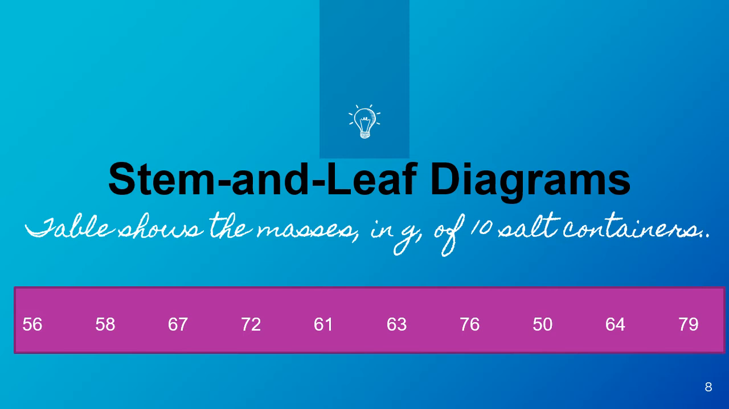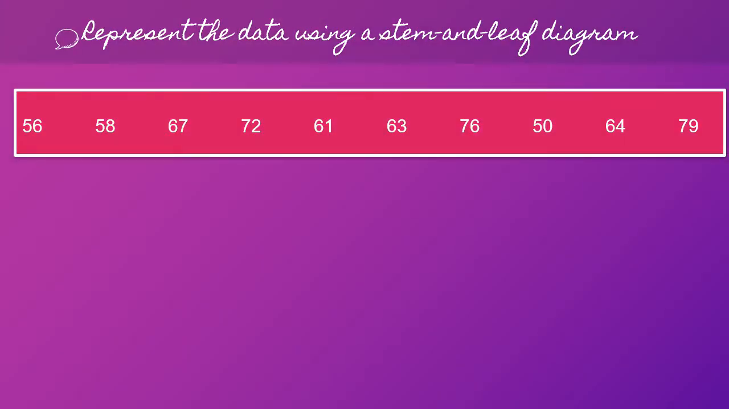Next, let's have the stem and leaf diagram. Again, when we say stem and leaf diagram, it consists of a few stems, each with a different number of leaves. For example, the table shows the masses in grams of 10 salt containers, which are 56, 58, 64, 67, 72, 61, 63, 76, 50, 64, and 70. Now let's represent the data using the stem and leaf diagram.